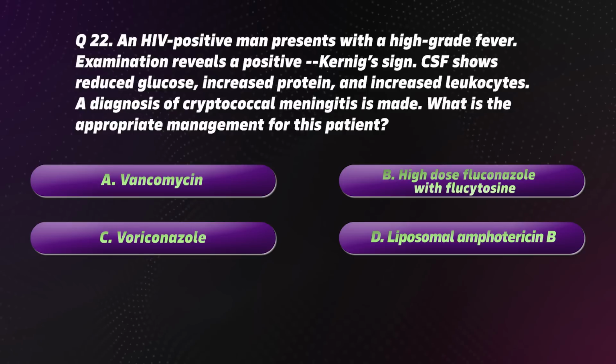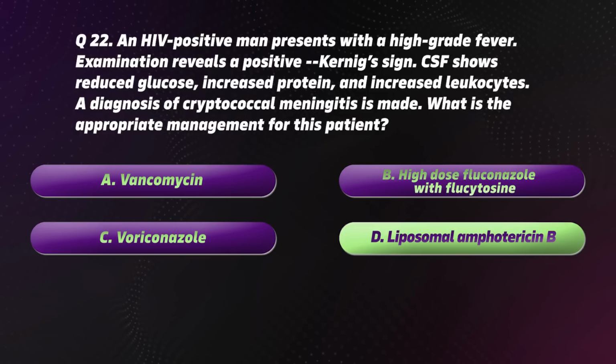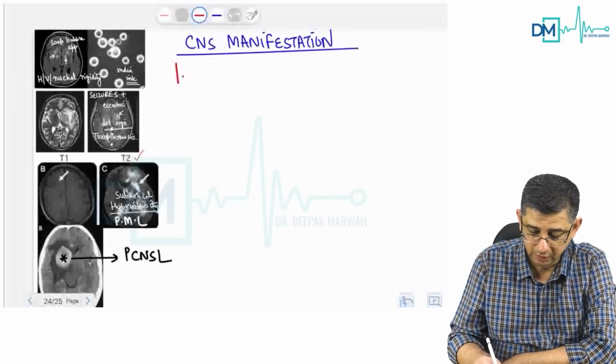And the correct option is D. Liposomal amphotericin B. Here is the explanation. True. First is obviously Cryptococcus.